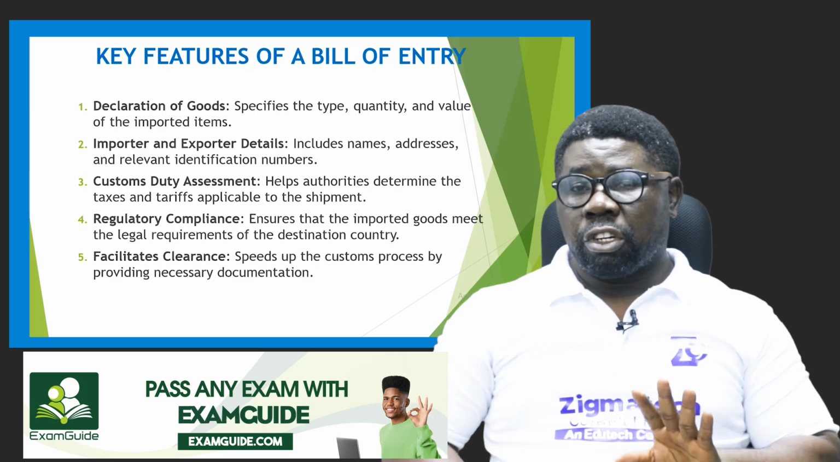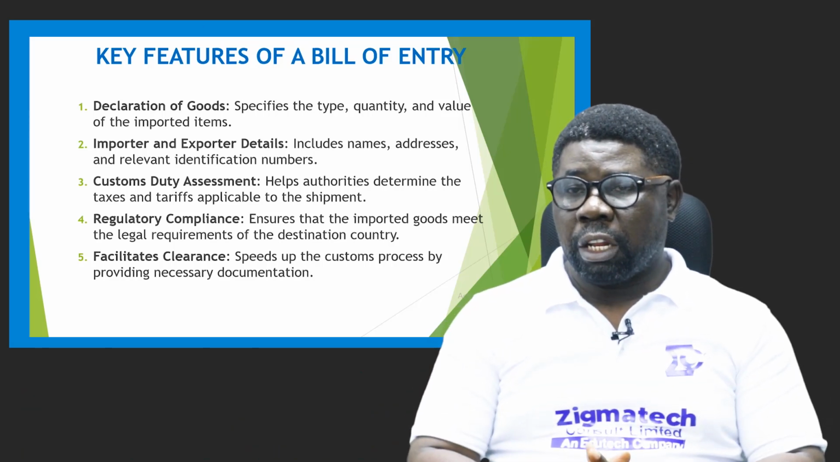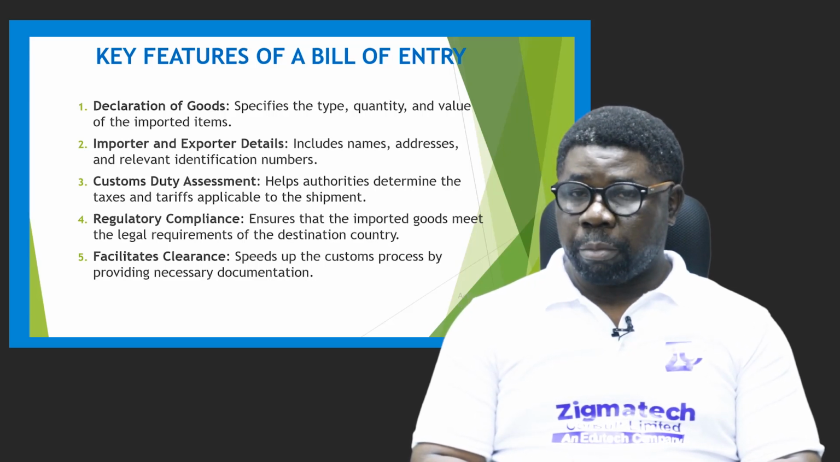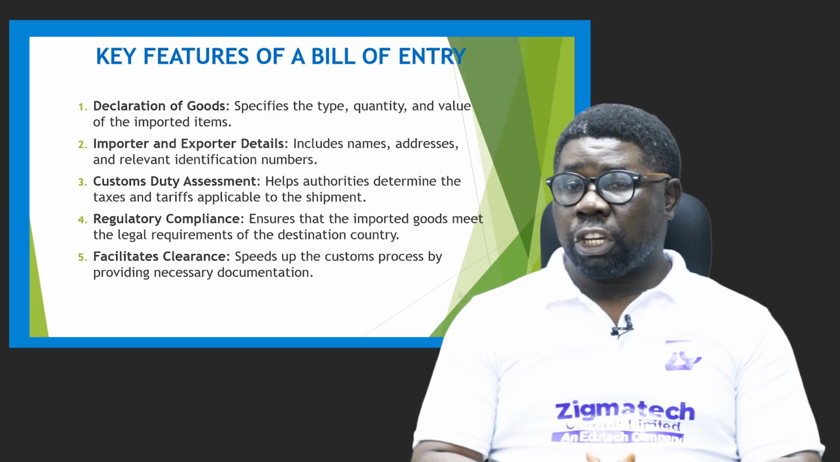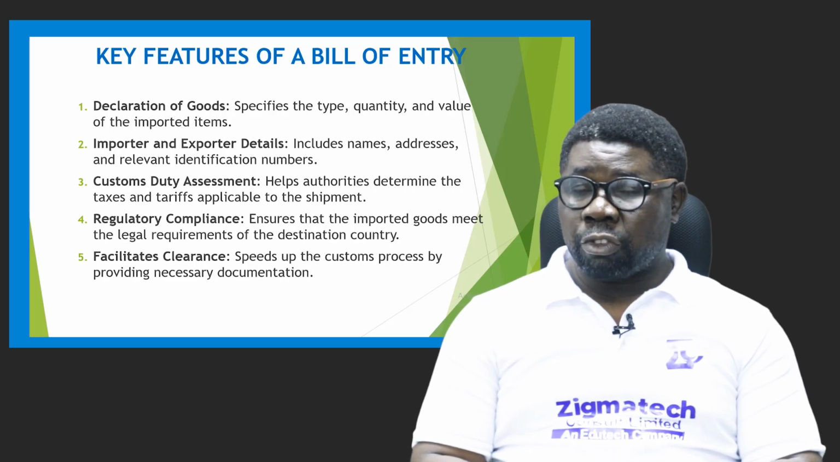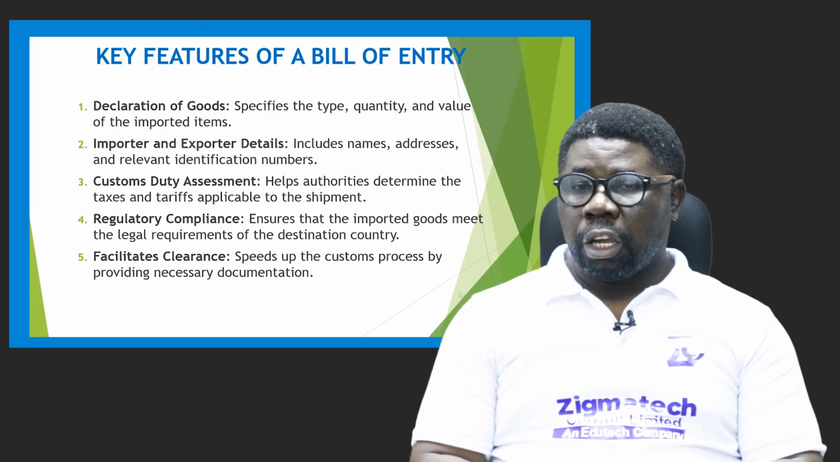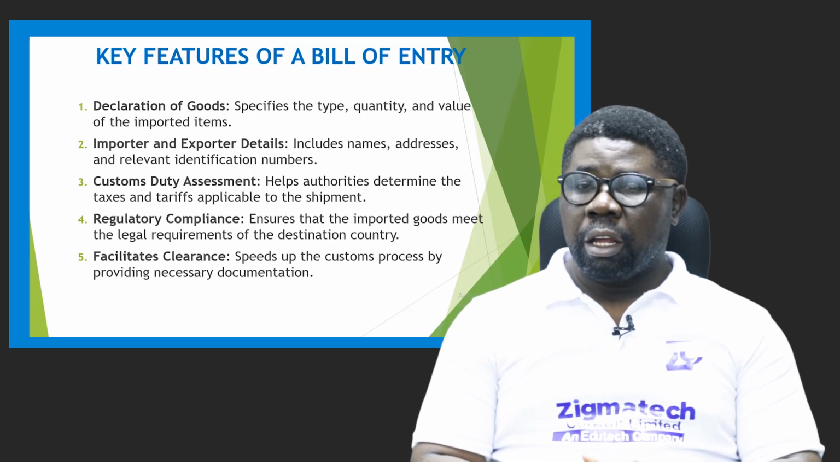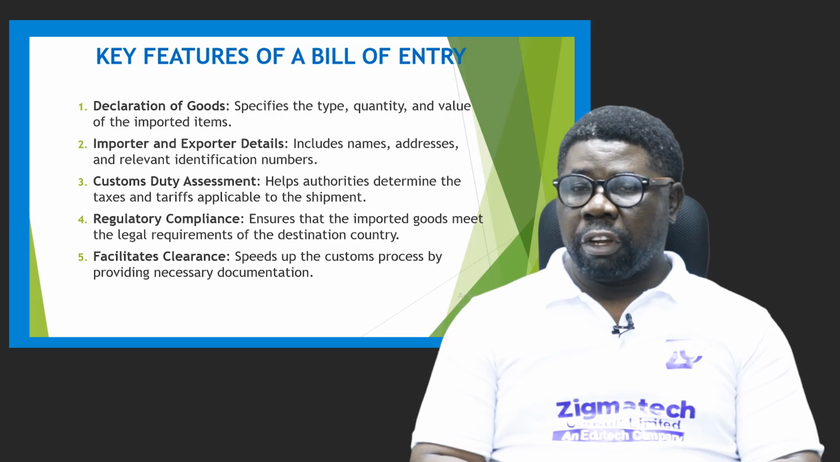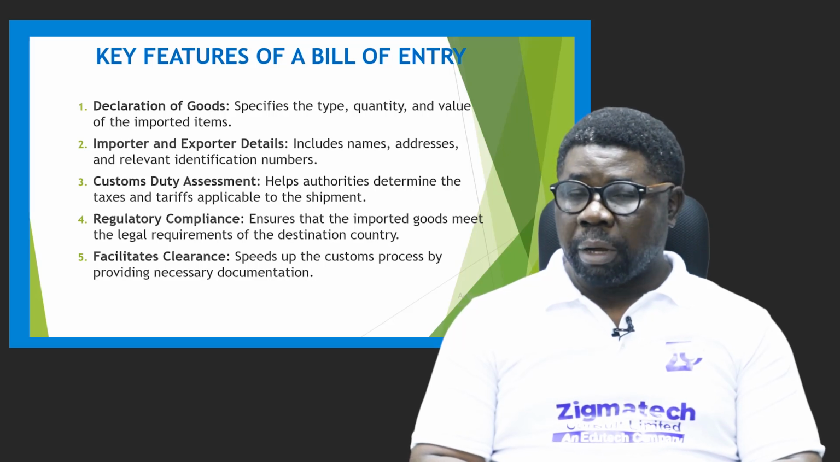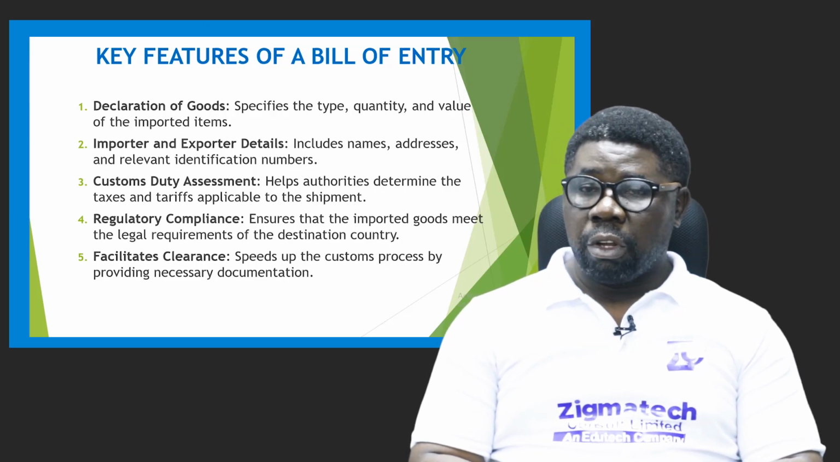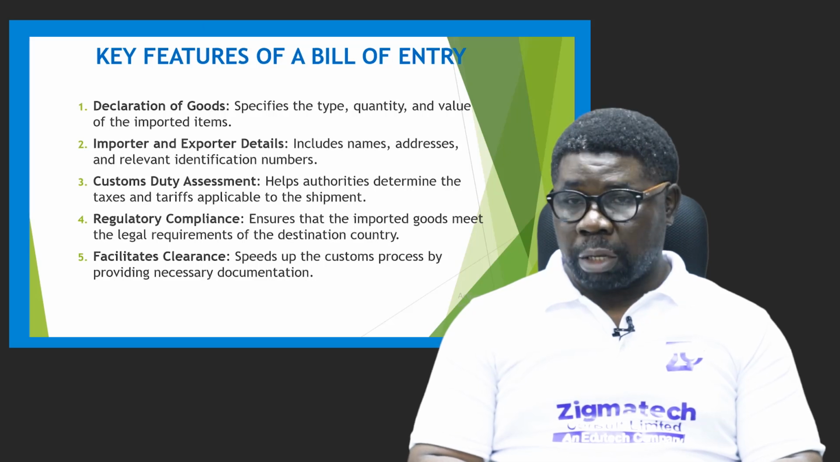What are the most important things we should note about the bill of entry? Number one is that declaration of goods is one of the main features. It helps to clarify and specify the type, quantity and value of goods to be imported, so that the customs can check as well to ascertain that they are actually accurate. Importer and exporter details. It includes the names and addresses of importer and exporter, relevant information or identification numbers. So these are the things that are also there.